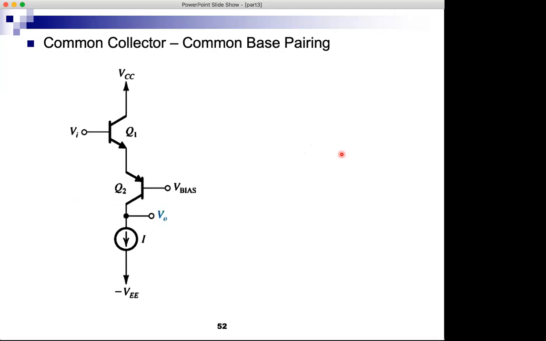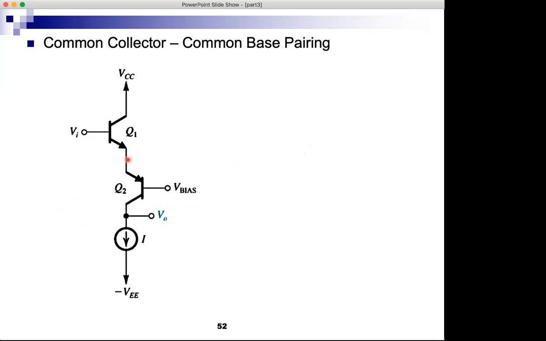Another combination is common collector, common base. And this is similar to common drain, common gate, but connected in this nice fashion where I only need one DC current source to bias the two. So I have the DC current source biasing the two BJT transistors. The input is here and the output is here. And again, where is the intermediate output? The intermediate output is at this node.